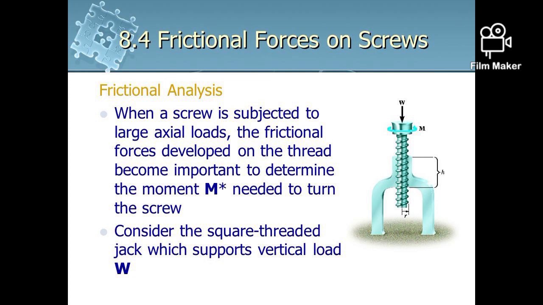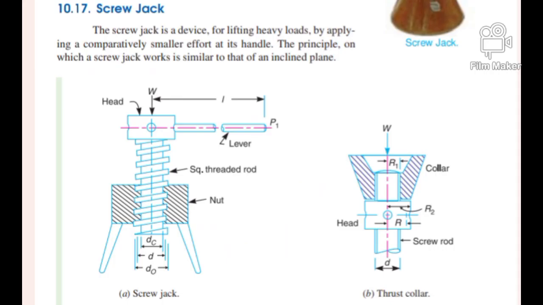So this slide shows a diagram. The diagram is a screw jack, which is an application of screw friction. Now we shall discuss what a screw jack is. The screw jack is a device for lifting loads by applying a comparatively smaller effort at its handle. The principle on which a screw jack works is similar to that of an inclined plane.